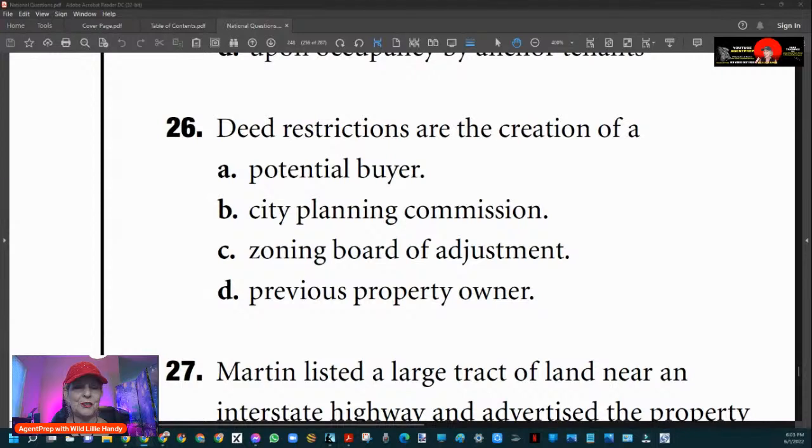And yes, the answer is 26D, previous property owner, right? Because a property owner that buys a piece of land, subdivides it, and they want tighter restrictions as to what type of home they want to be built on there, what square footage, whether brick or hardy plank or stucco or wood. So those are tighter restrictions than the city zoning. Very good, 26D.